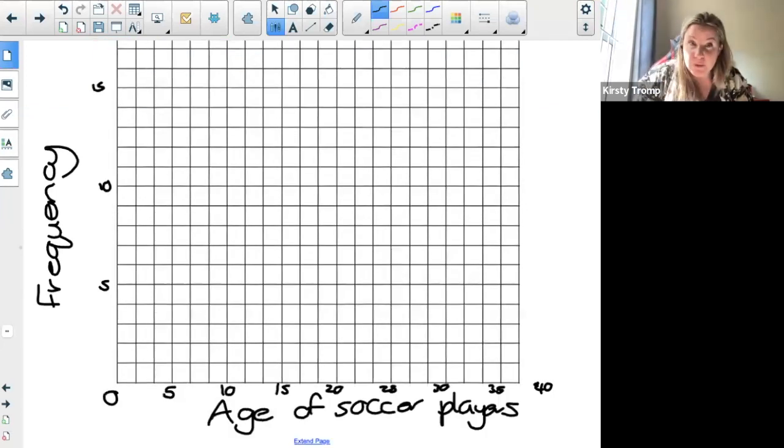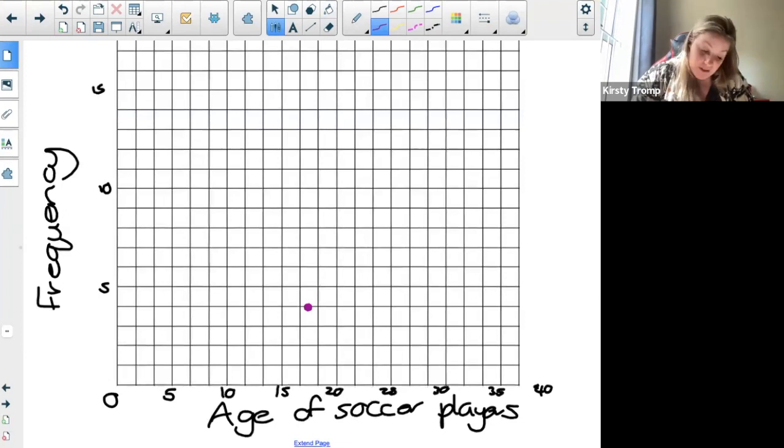All right, so my first point was 17,5 is to 4. Between 15 and 20 is 17,5, and I need it going up to 4. There's my first point. My next point was 22,5 is to 9. So 22,5, which is about there, is to 9.